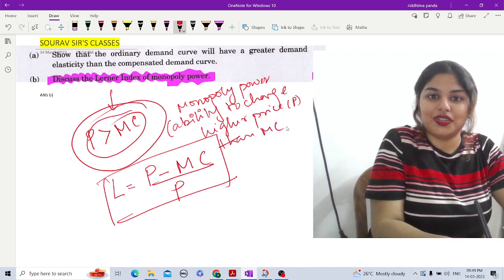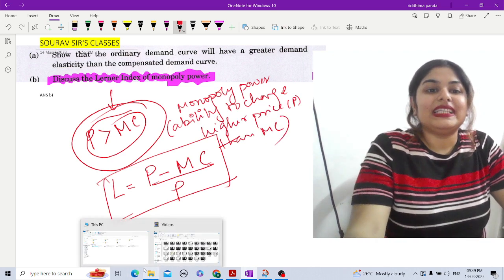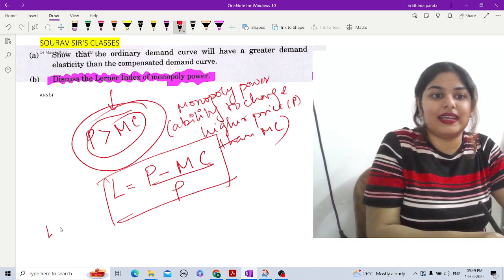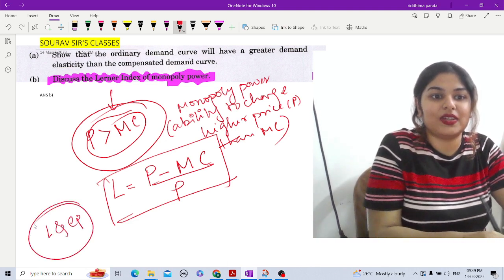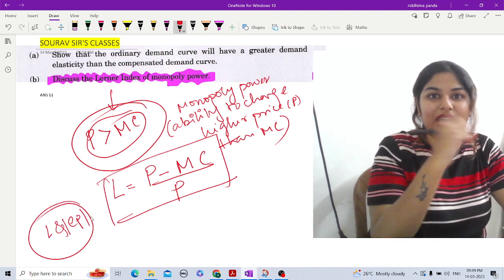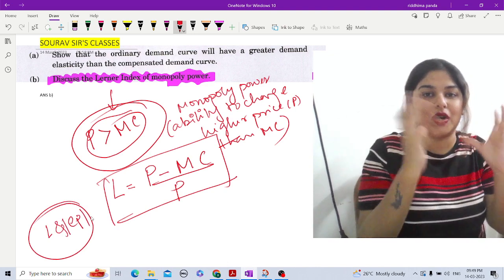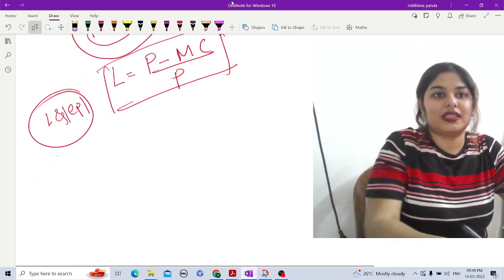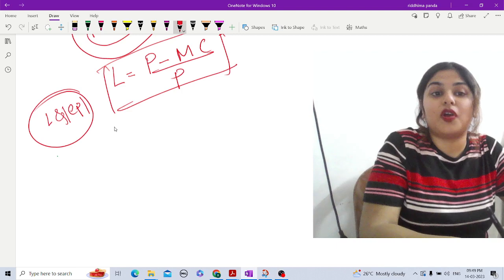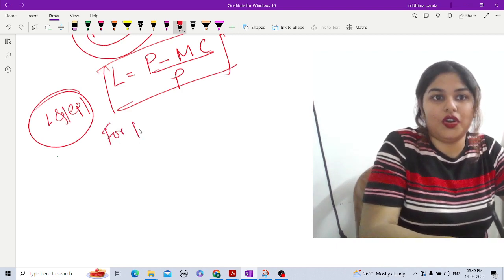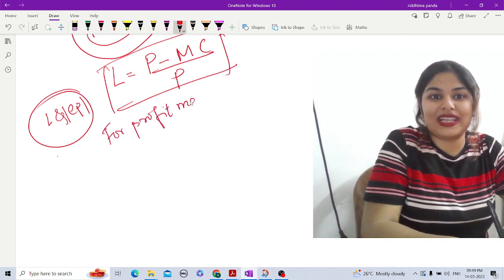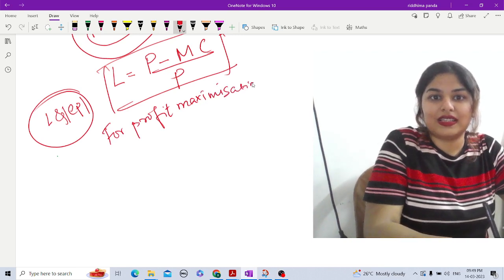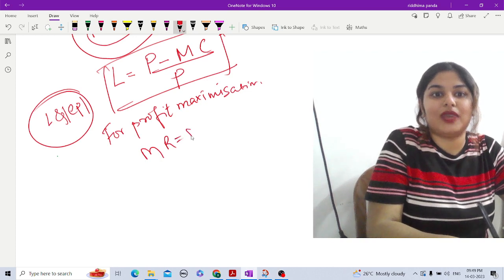Now, there is a relation between Lerner's Index and own price elasticity. Let's derive it and try to interpret the context. We know that in equilibrium, for profit maximization, the condition is MR = MC.